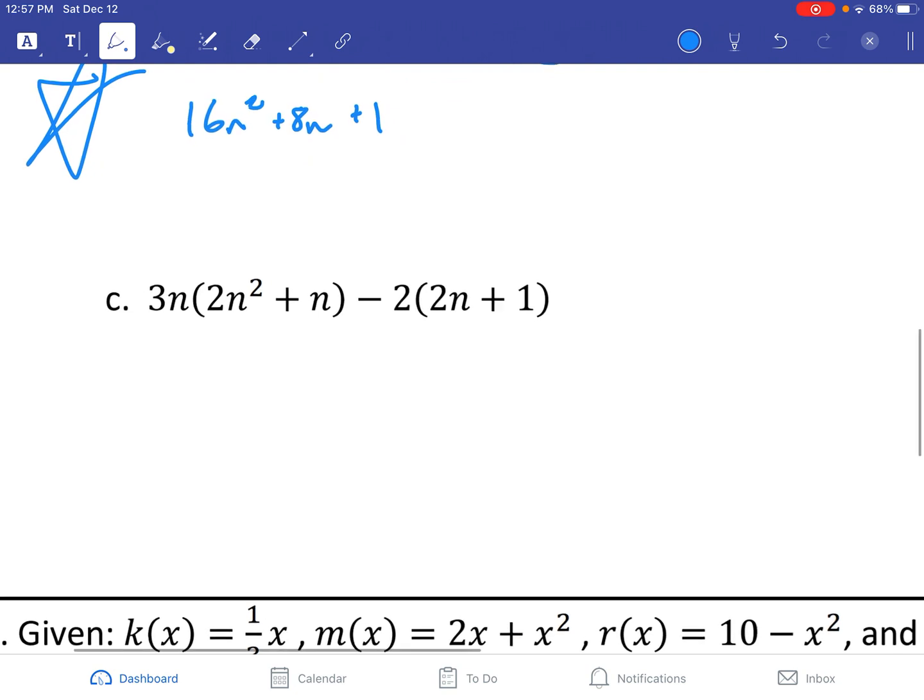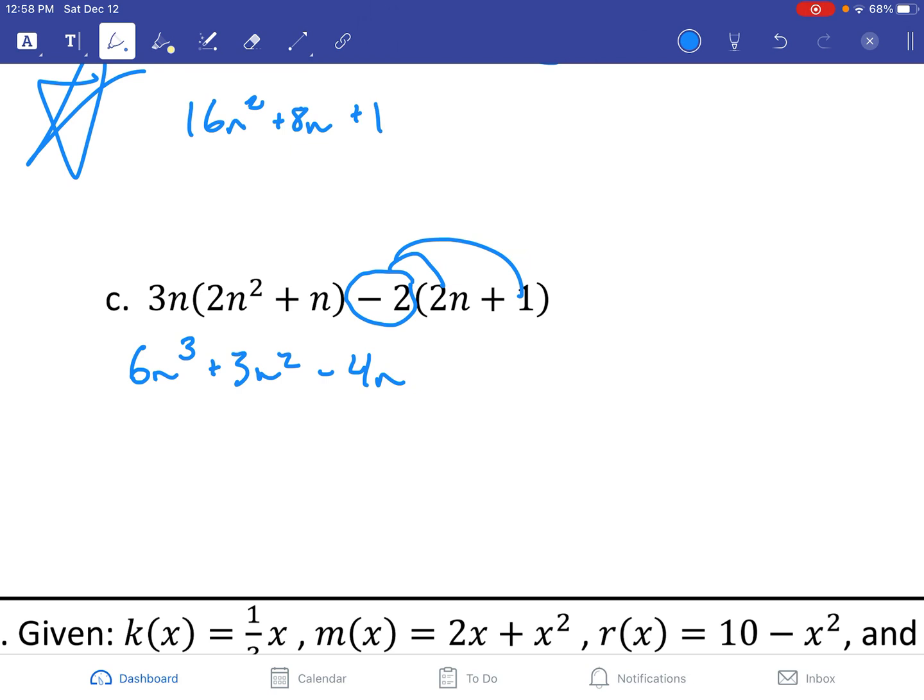All right, so 3n times 2n squared gives you 6n to the third. 3n times n is 3n squared. We're not multiplying that 3n times anything else but those 2 things in that parentheses. We are, though, multiplying the second set of parentheses by -2. So -2 times 2n is going to be -4n, and -2 times 1 is going to be -2. Okay, there are no like terms to combine in this. That is your answer, but it obviously does not match what we had above.